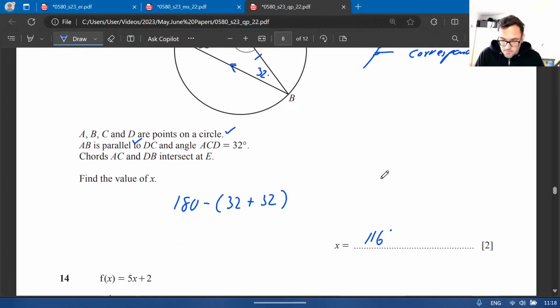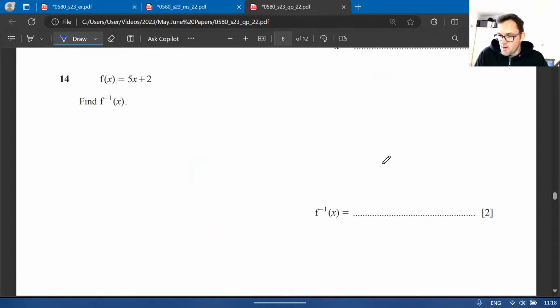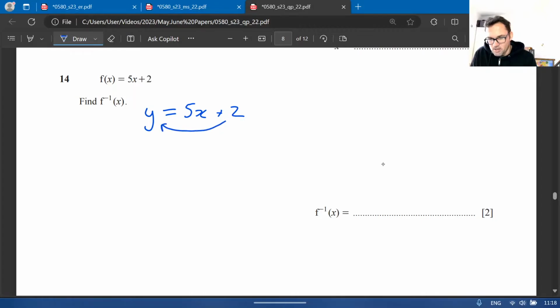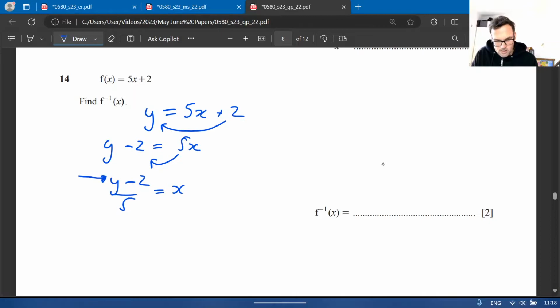Question 14 is the function, and they want us to find the inverse of the function. That means we are rearranging the equation. To make it a simple equation, I change the f(x) for a y, because when we rearrange it, we need to make x the subject. We move the 2 to the other side, then we move the 5, so it becomes y minus 2 divided by 5. When you write your final answer, make sure you swap that y back to an x. So it's x minus 2 over 5.